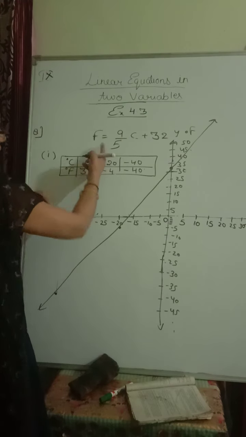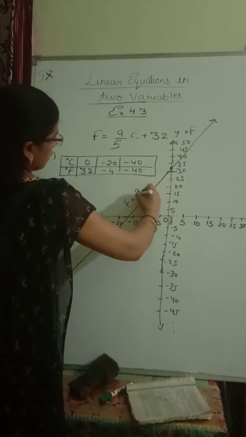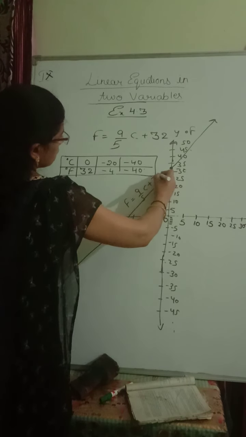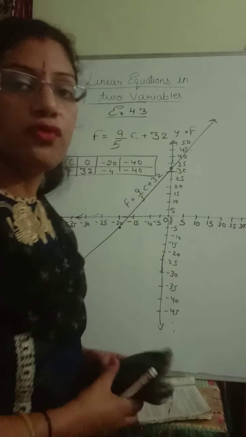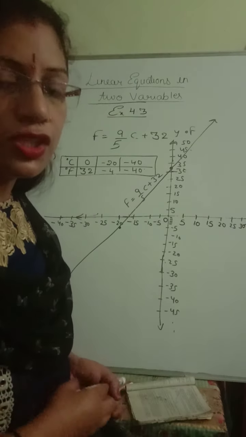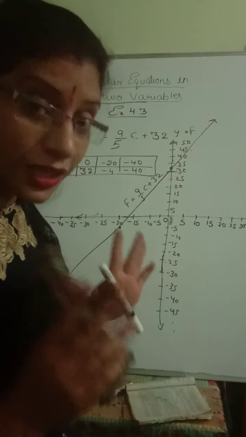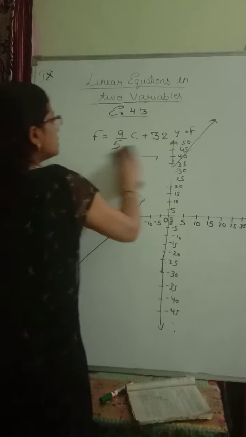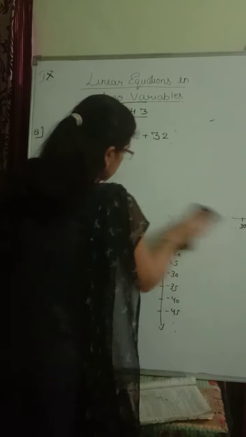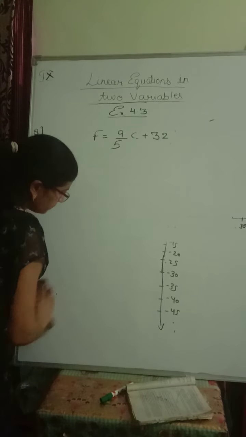Now you will write the equation. F is equal to 9 upon 5 C plus 32. Okay. This is the first part. You have to draw the graph for this equation. Okay. It is clear. Draw it yourself. Now we will just do the second part. Okay. So let us see the second part of it.